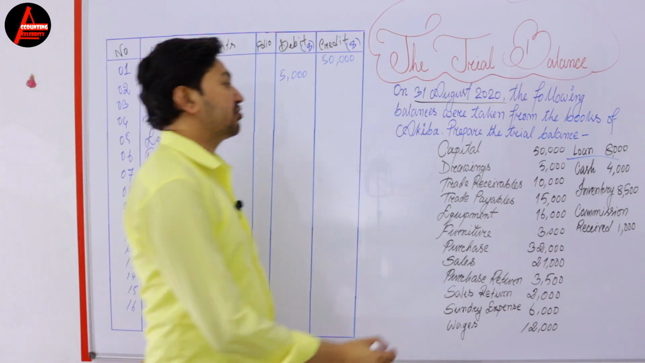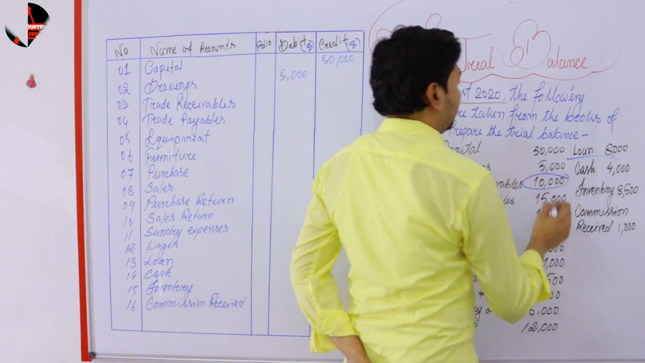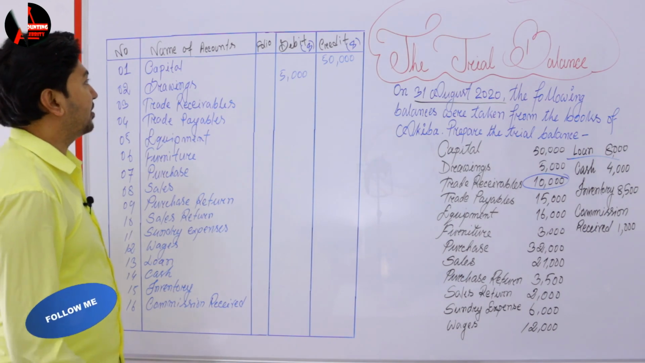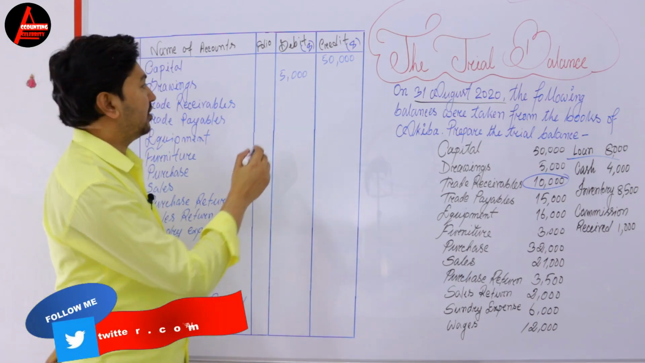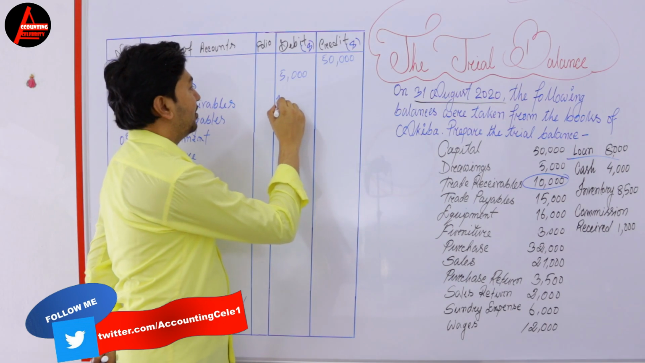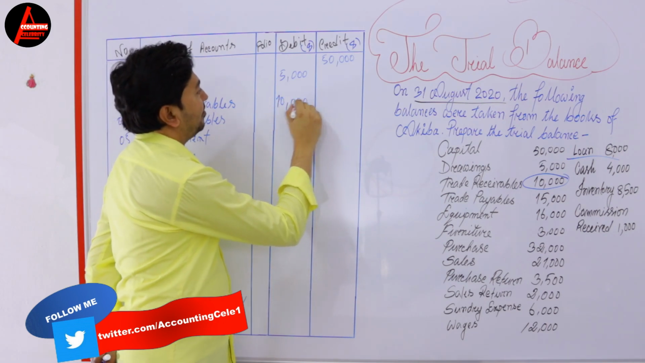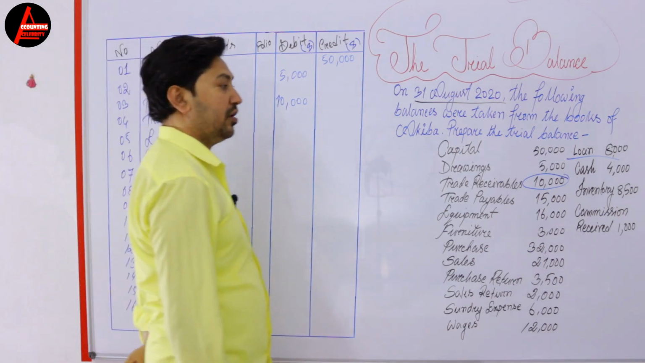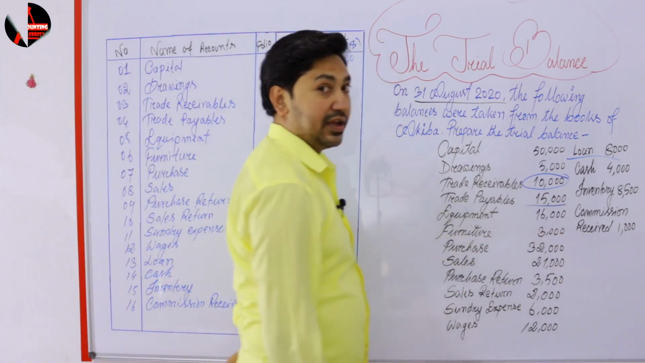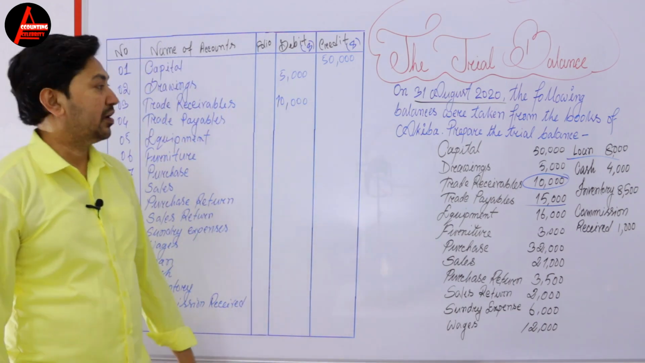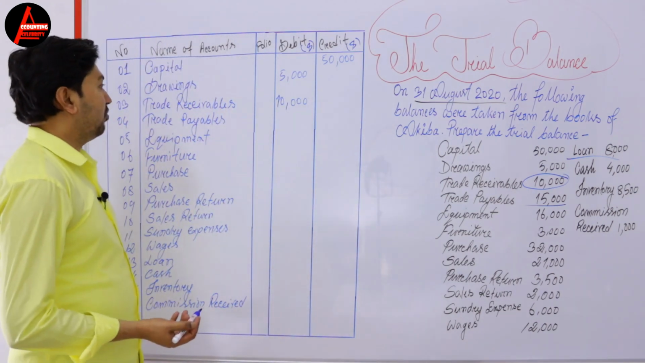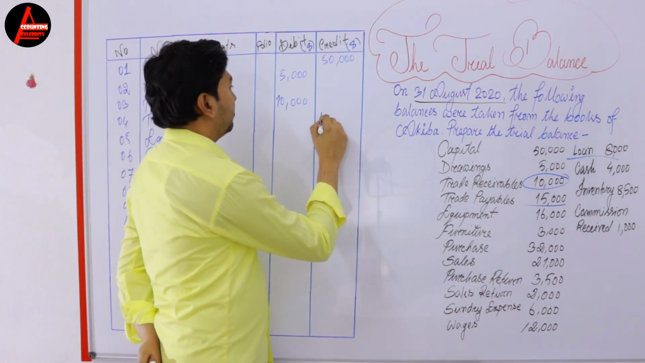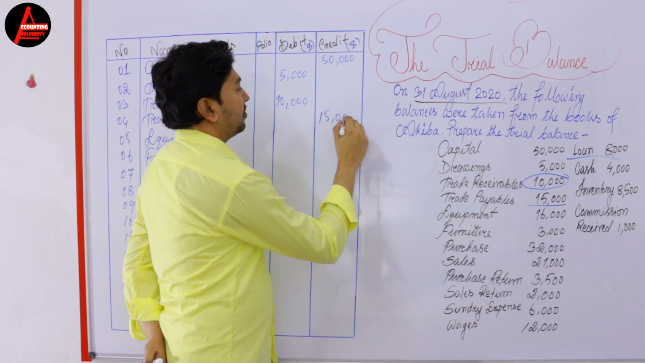Trade receivable. What is trade receivable? 10,000. Trade receivable is an asset. Okay. Assets are always debited. Don't forget, assets are always debited. Okay. $10,000. What is trade payable? Trade payable is a liability. When you have a liability, then the liability will be credited. So right here in the credit column, very easy to understand.